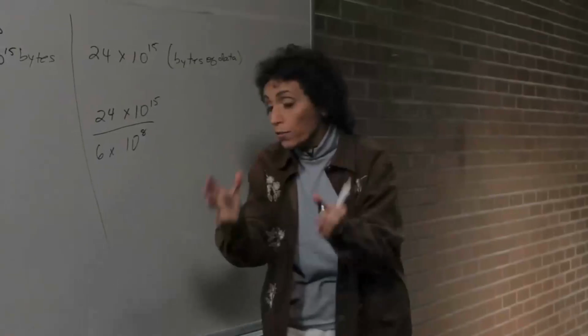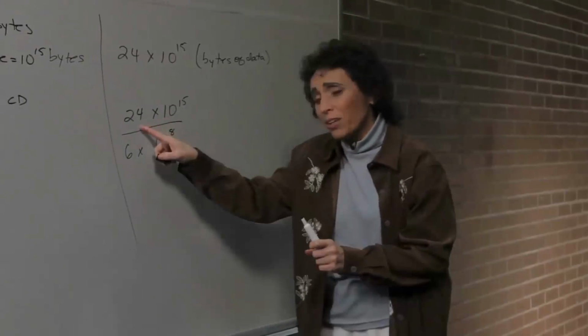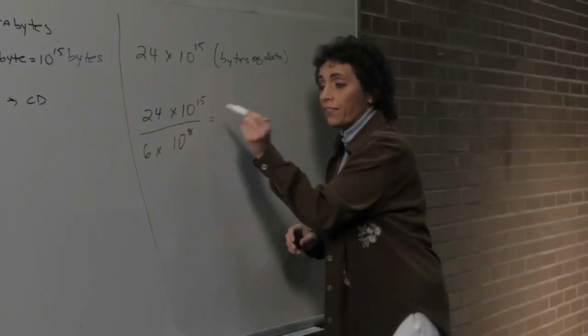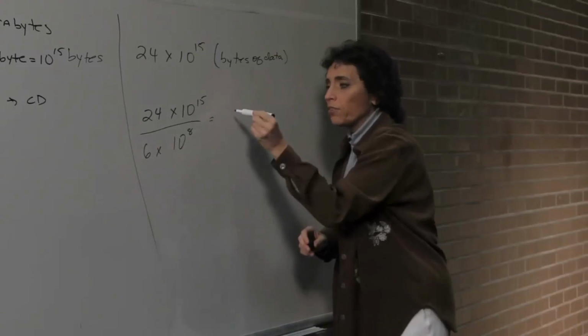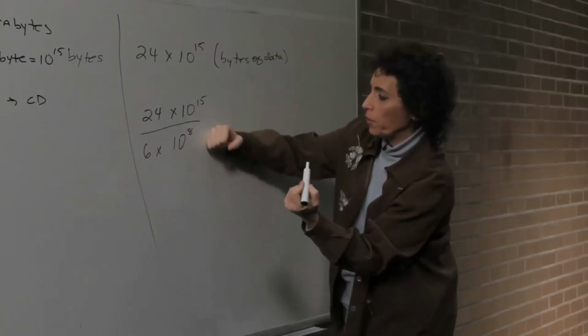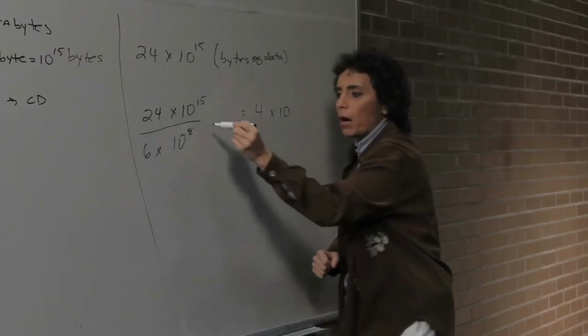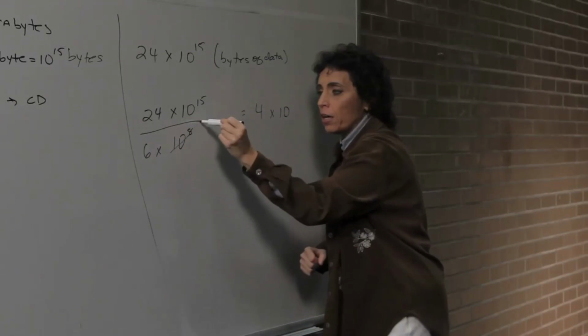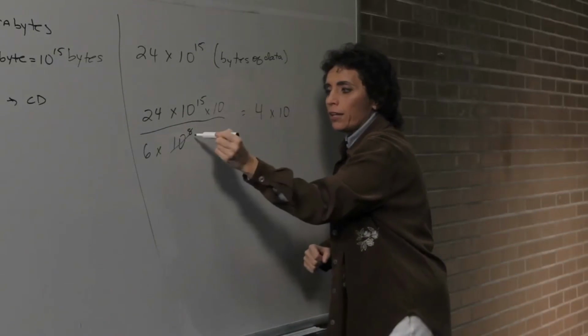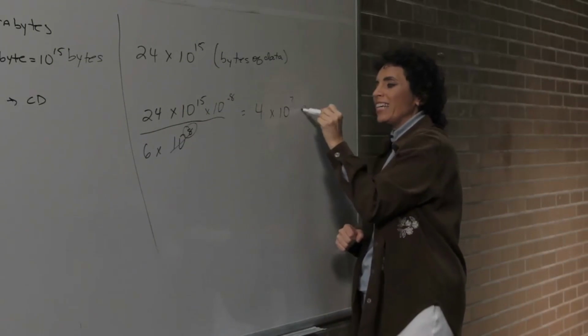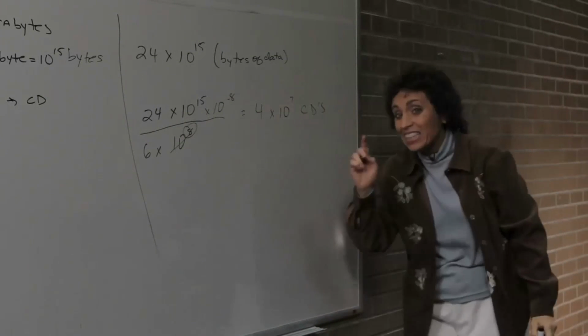All right, remember, we're looking for how many CDs we need. So this number is, again, not in scientific notation, but that's okay, as long as our answer is at the end. So 24 divided by 6 is 4 times 10. And remember, I'm going to bring this up. That's my method. And when I bring it up, cross the line, change the sign, we get 4 times 10 to the 7 CDs. Well, that's nice. That's a lot of CDs.